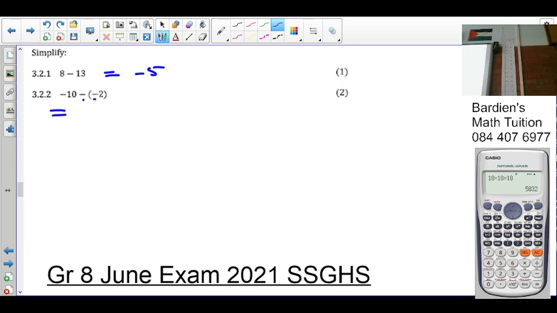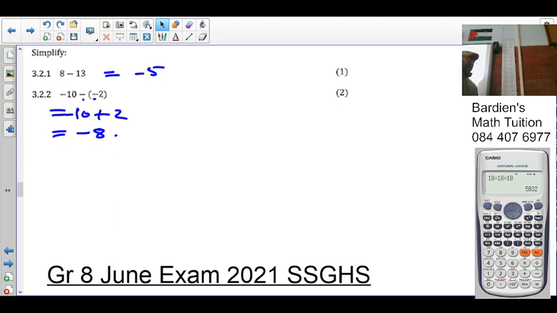Okay, so negative times negative is positive. And minus 10 plus 2 is negative 8. Again, it's negative 10 at the bottom plus 2. Negative 8. In your exam, you draw a little number line on your question paper or on your script, doesn't matter. Okay?